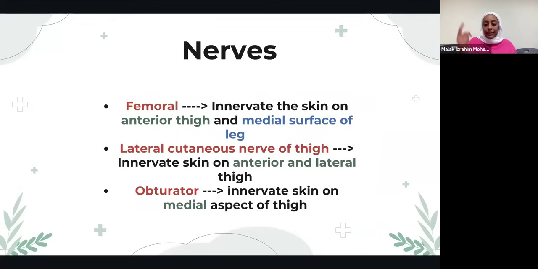With common sense, you can link it that way: the obturator is the one that's going to innervate the skin of the medial thigh. So again, the anterior thigh will be the femoral, the lateral cutaneous nerve of the thigh will innervate the anterior and lateral, and the obturator will innervate the medial aspect of the thigh. This is pure memorization. The one that I found the most questions on is femoral.